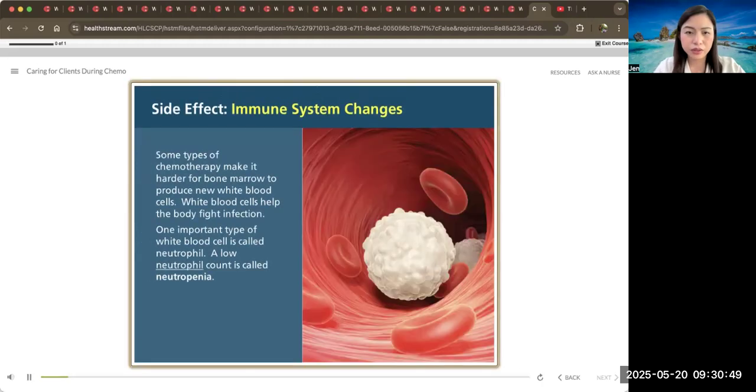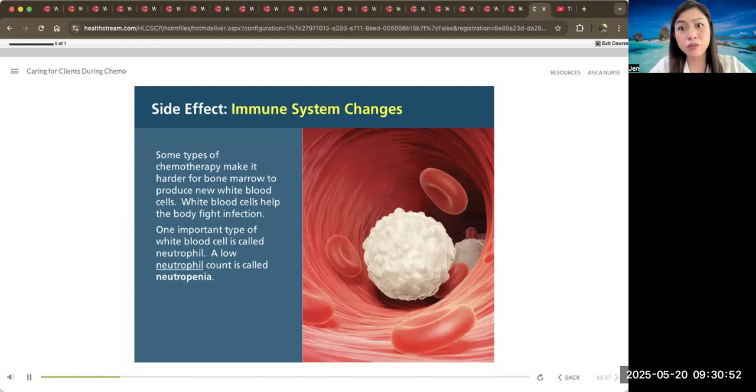Let's move forward. So, side effect, immune system changes. We're almost done. Yay. How long has this been? So it's 50 minutes now. I'm not sure if it's still going to be accepted. I don't have a membership with Zoom, but let's wait.